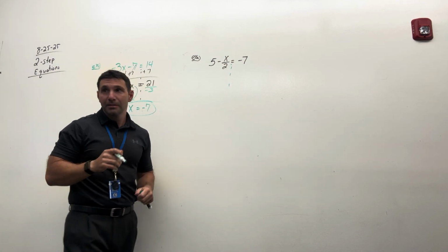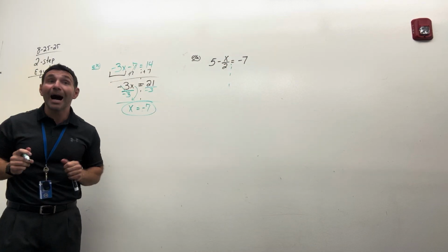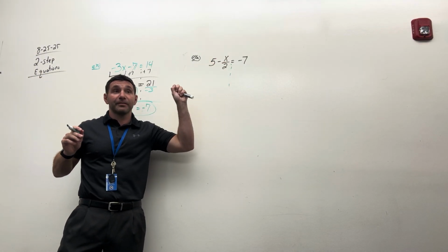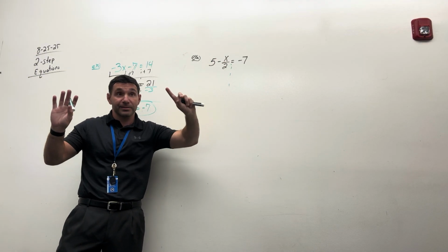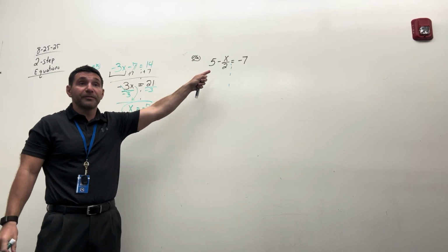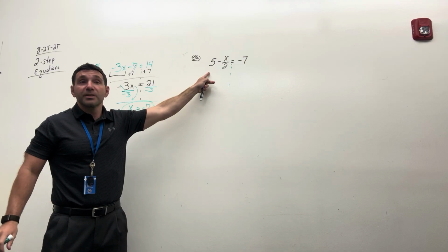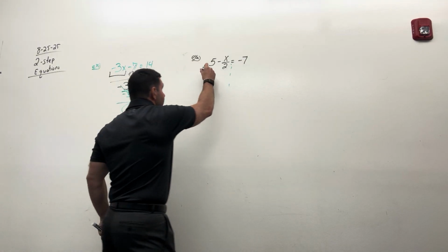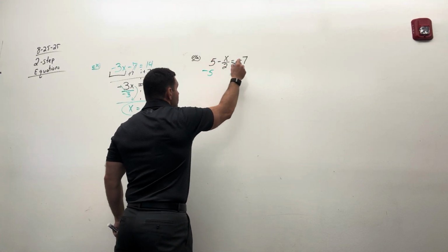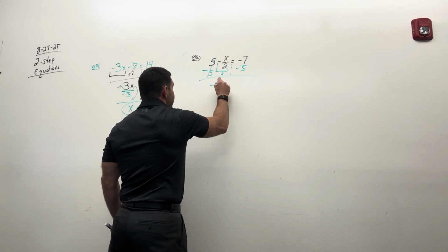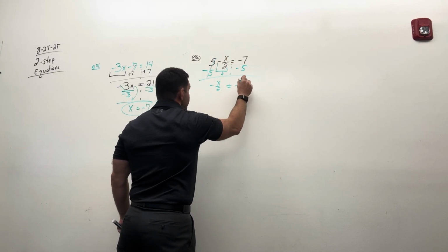Distribute, combine like terms on the same side. Mr. H, why not? Because this is a x that's getting cut in half. Really, that's a 1/2 x, okay? If I said, what's the coefficient with x? It's 1/2. So we have to get this 5, get rid of it. How do we do that? It's a +5. We subtract 5 from both sides. 5 minus 5 is 0. -x divided by 2 equals -12.